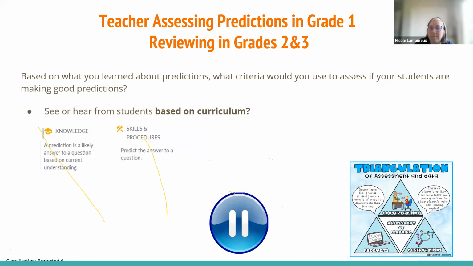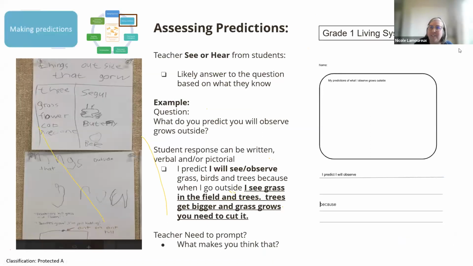So if you just want to take a minute, and again, remembering our agreement, there's no right or wrong, you're just learning together, just thinking about what would I expect to see or hear from students when they make a solid prediction? Awesome, thank you so much. Thank you so much for taking a risk. Thank you, appreciate it. Giving a reason, okay. Using prior knowledge. Okay, so we'll look at an example.